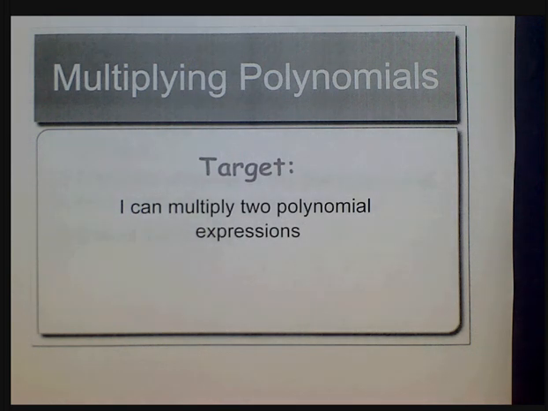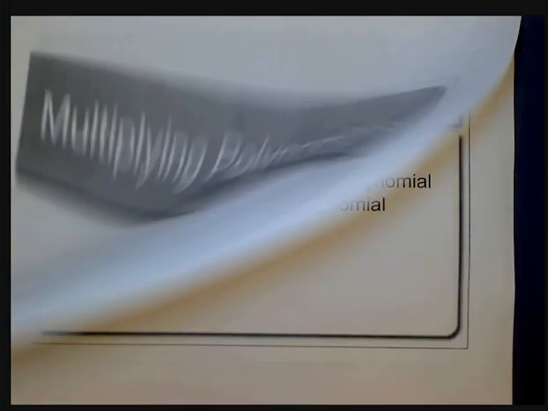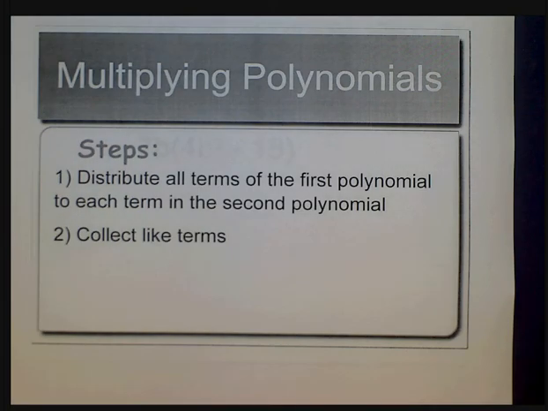Alright, today we are going to learn how to multiply polynomials. So our target will be: I can multiply two polynomial expressions. First, we'll look at the steps. When you multiply two polynomials, the first thing you have to do is distribute all terms of the first polynomial to each term in the second polynomial. Once you find all the products, then you collect like terms for your final answer.